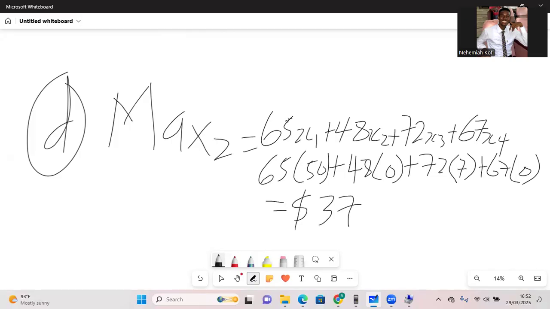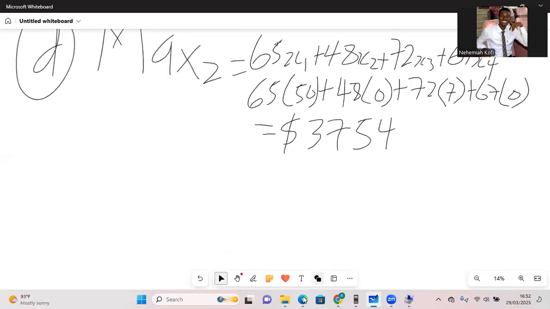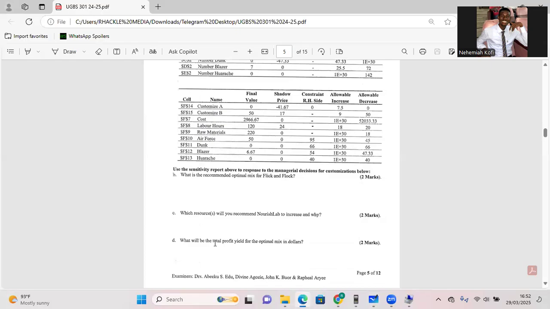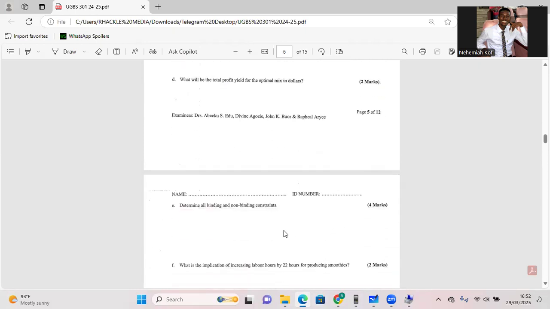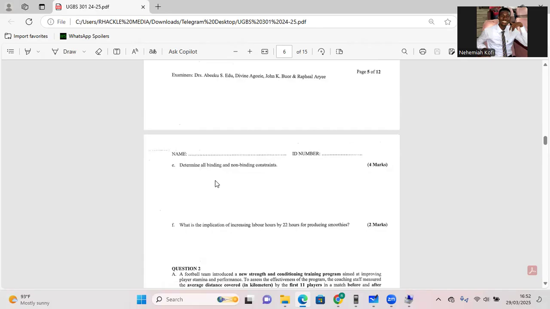And with this, we are going to get our profit to be 3, 7, 5, 4. So you see the total profit, what's the profit that they were asking? The total profit yield for the optimum is what? 3,754. Then you move on. Now E is saying that determine all the binding and non-binding constraints.